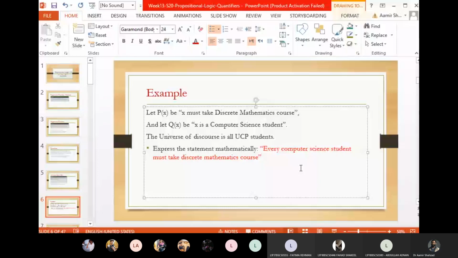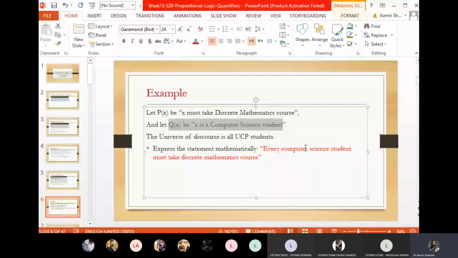For all x, computer science student. If a student is a computer science student, then he should take the discrete math course. So computer science student means it's q of x. X is a computer science student. Our statement q of x tells us about computer science students. For all x, q of x.